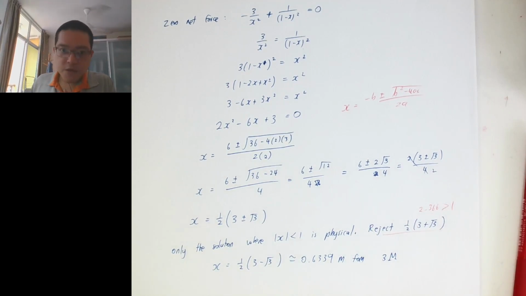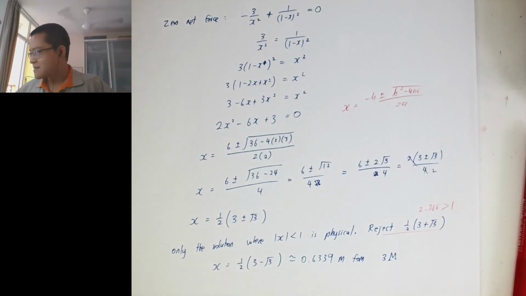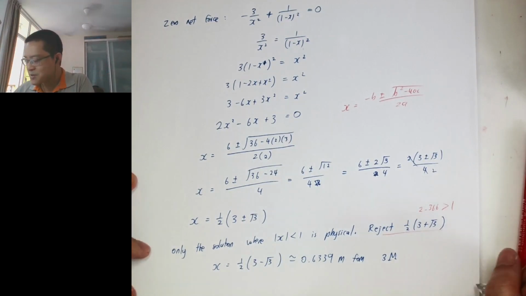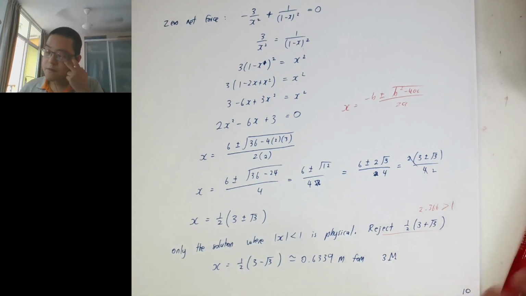Okay, do you know why I reject the larger solution? Can anybody guess? It's a tricky one, it's either obvious or not obvious. I also didn't know. It wasn't obvious to me at the beginning when I was learning this for the first time. No guesses?